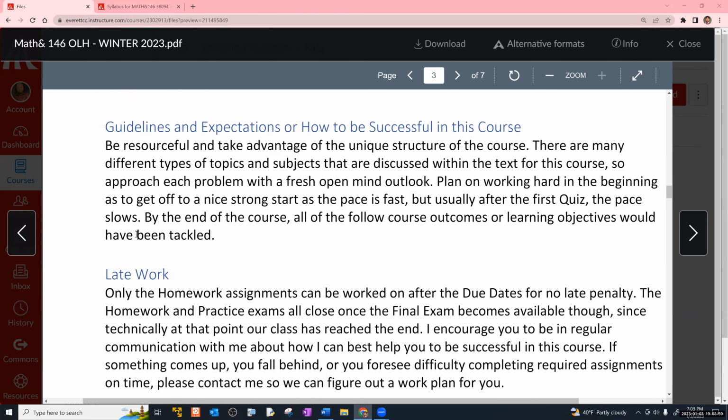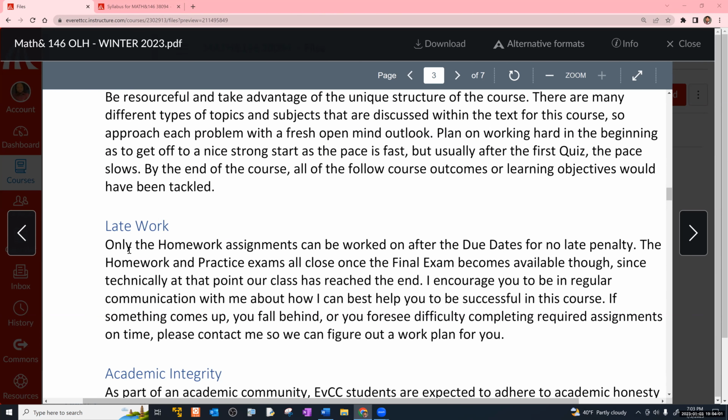The late work. Here's the thing about late work, guys. You can work on your homework after the due date for no penalty. Now, there are due dates to the homework, and that is to keep you on pace. But the truth is, you can work on the homework all the way until the last day of class. I've told this to some students, and they literally did not do any homework until the last day of class. And it didn't end well for them.